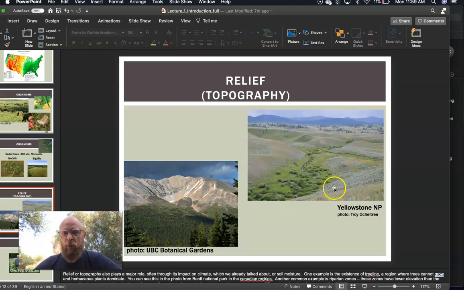This picture in the upper right is in Yellowstone, and you can see the vegetation in these lowlands, these riparian areas. We have lots of willows. There are several different willows that occur along the riparian zones. But as you move up these slopes, we get sagebrush and a different set of grasses that dominate. So just that subtle difference in topography can have a big impact on what vegetation can grow there.